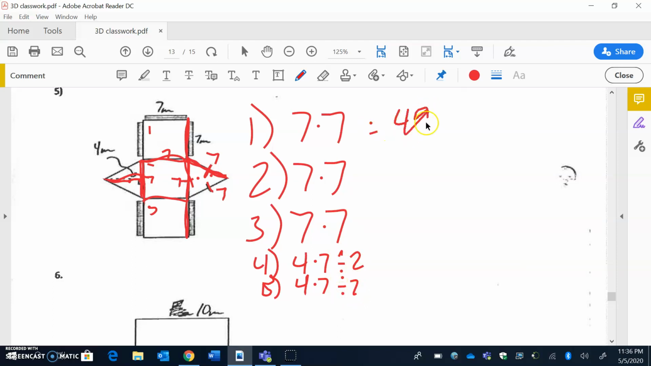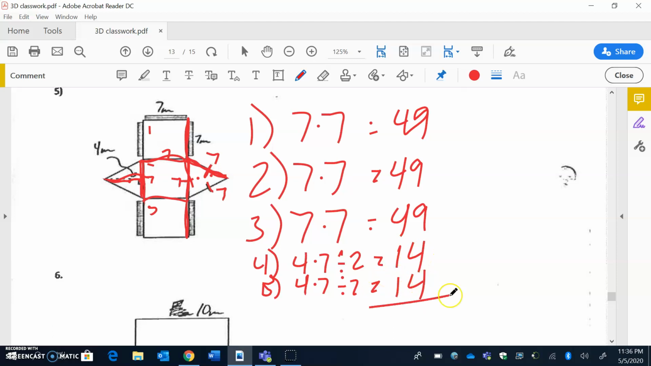So hello 49. Hello 49. Welcome aboard 49. 28, half of 28, 14, and you're the same thing as well. You're also 14. Again, we can add all of those up, and we're going to get to our total surface area.